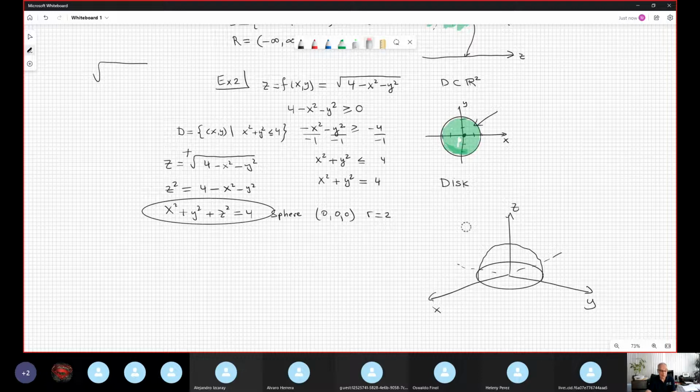Now you can see a little more clearly that our range R is that part, the z value. And the z value is from 0 to 2, because the radius is 2, no? Okay, the range is the z values such that z is between 0 and 2, including both. Okay? More clear or no?